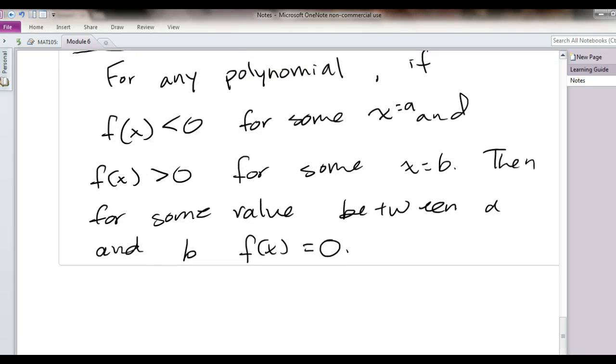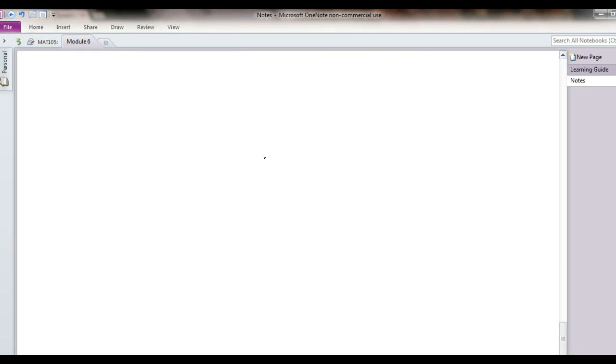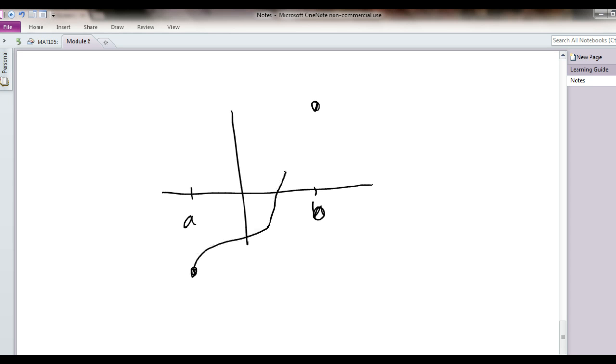Okay, so I always think about this theorem pictorially because it's telling you something about the y values. So if you have a function, and let's say a should be over here and b should be over here. At a it's below 0 and at b it's above 0. Well, if a function's continuous, which all polynomials are, then you have to be able to connect these by moving from point A to point B without lifting your pencil off the paper, which means at some point in between we're going to get a value equal to 0.